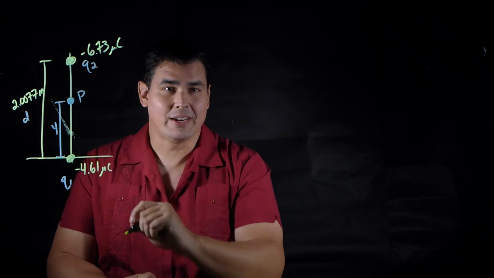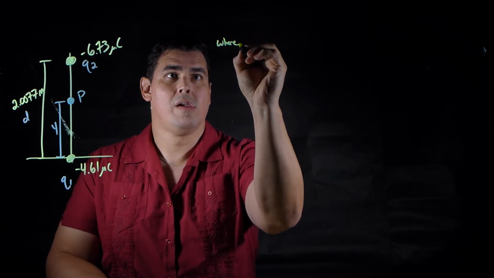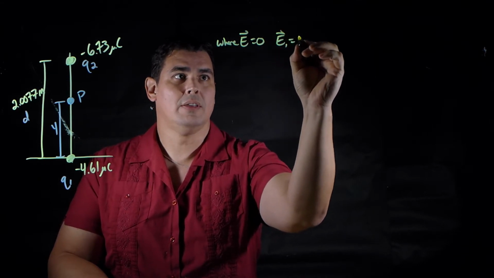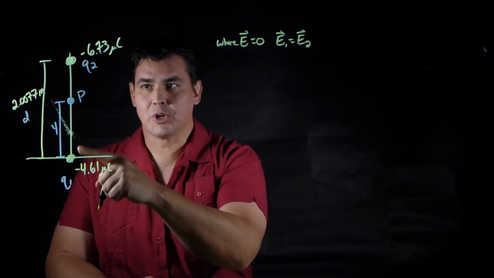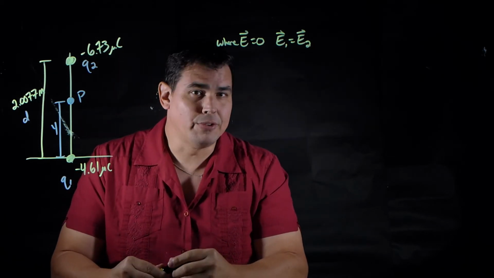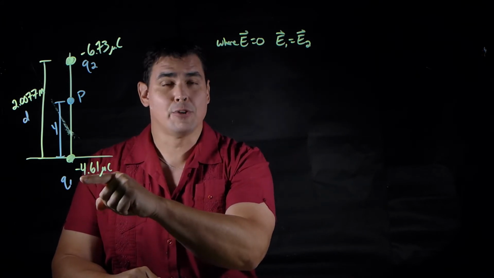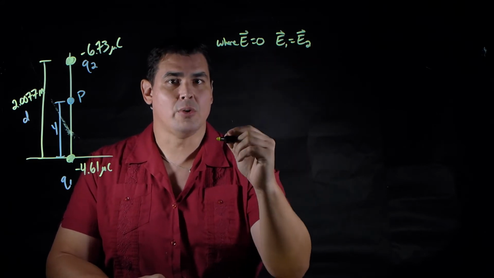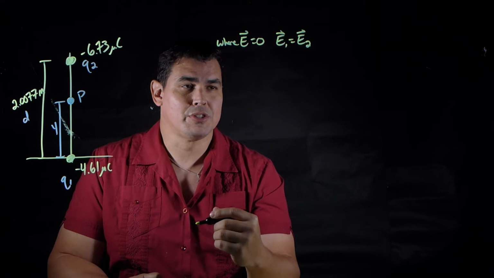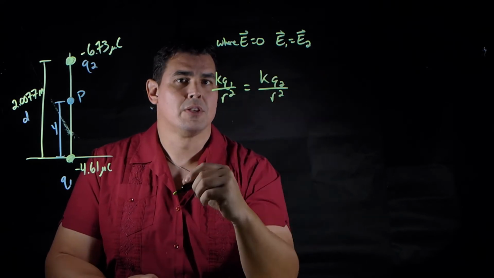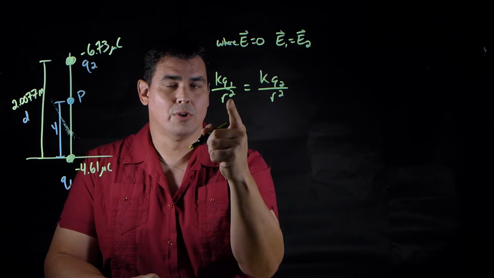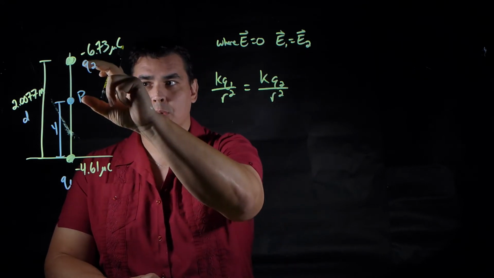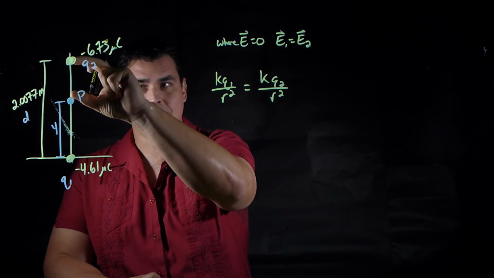So we know where the electric field is zero, where E is zero, that means E1 equals E2. The electric field from charge 1 will cancel in magnitude the electric field from charge 2. So E for charge 1 will equal E for charge 2. Okay, so let's write these out as our equation, right? We're going to use the equation for the electric field from a point charge. So I have K times Q1 over R squared, where this is Q1 and this would be R, equals K times Q2 over R squared, where Q2 is this one and R for that one is this distance here.